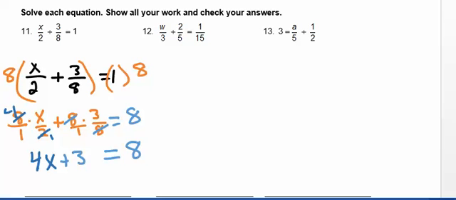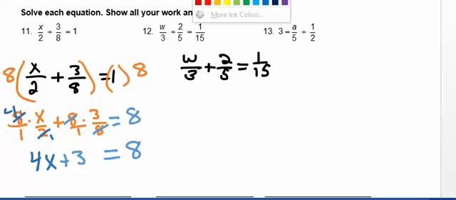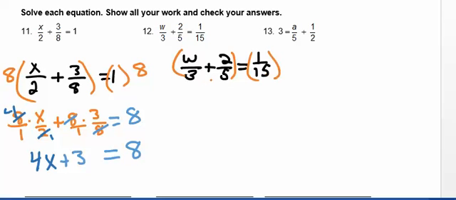All right, let's look at number 12 and see what we would do on that one to make it simpler. We have w over 3, or w divided by 3, plus 2/5 equals 1/15. The denominators are 3, 5, and 15. Think about what would be the least common denominator of all of those. I'm not going to change to a least common denominator. What I'm going to do is multiply both sides by the least common multiple of all of these, so that I won't have to deal with fractions anymore. And it's 15 because 3 goes into 15 evenly, 5 goes into 15 evenly, and 15 goes into 15 evenly.